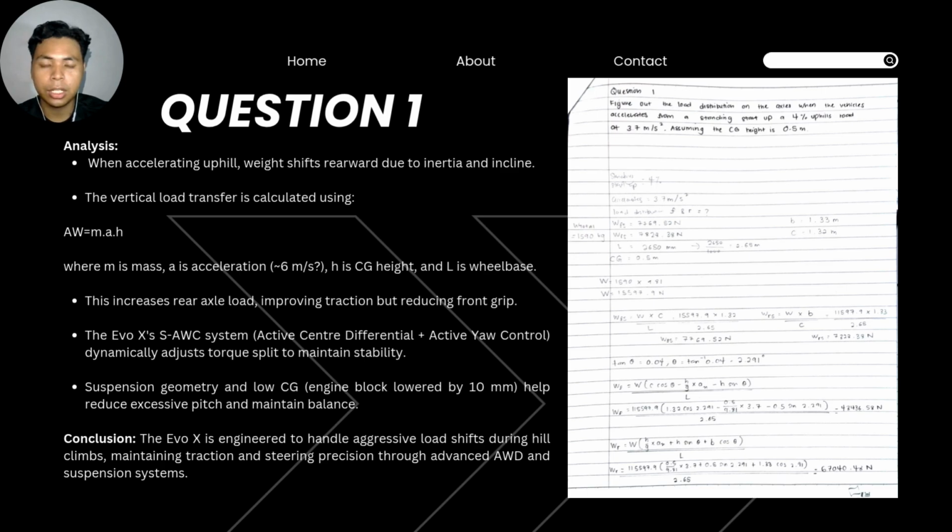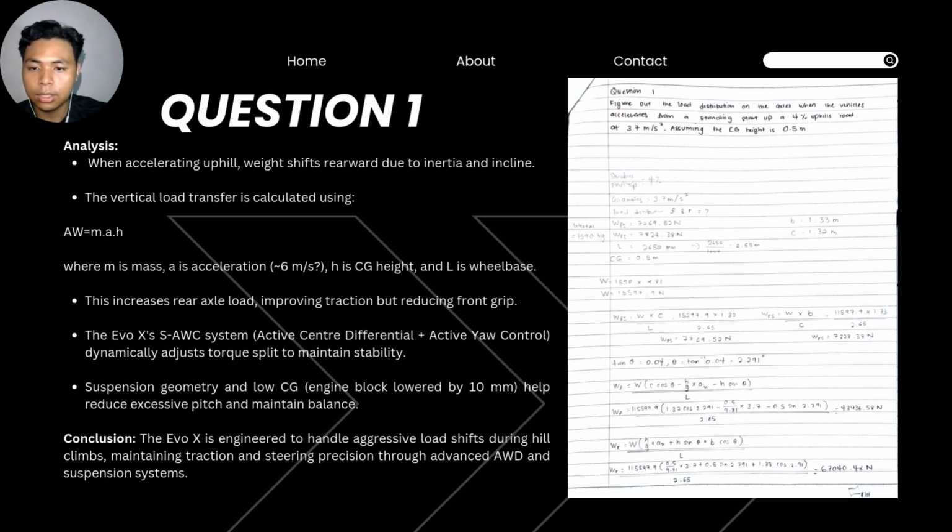Okay, for question number one, on the right side, we have the question and the answer for the calculation. And the analysis we get is, when accelerating uphill, weight shifts rearward due to inertia and incline. The vertical load transfer is calculated using the formula given, which is ΔW equals M times A times H over L, where M is mass, A is acceleration, H is the center of gravity height, and L is the wheelbase.